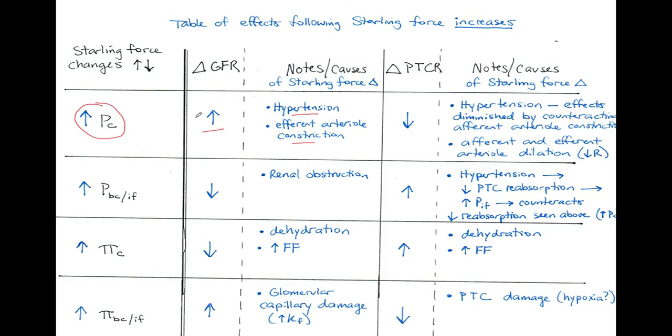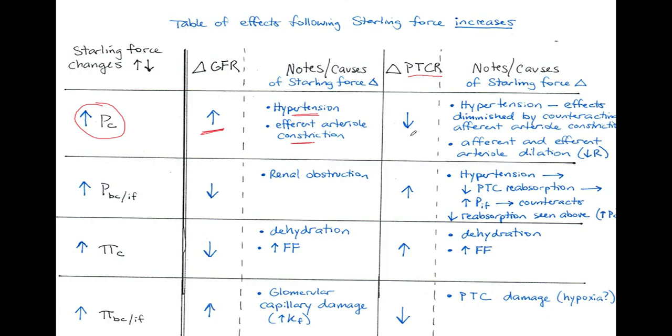So if PC goes up, GFR goes up, that should already make lots of sense. What might cause it to go up? High blood pressure, right? Or efferent constriction. And if you follow through these, they should make good sense. Now notice what we have added, though, is the change in peritubular capillary reabsorption.